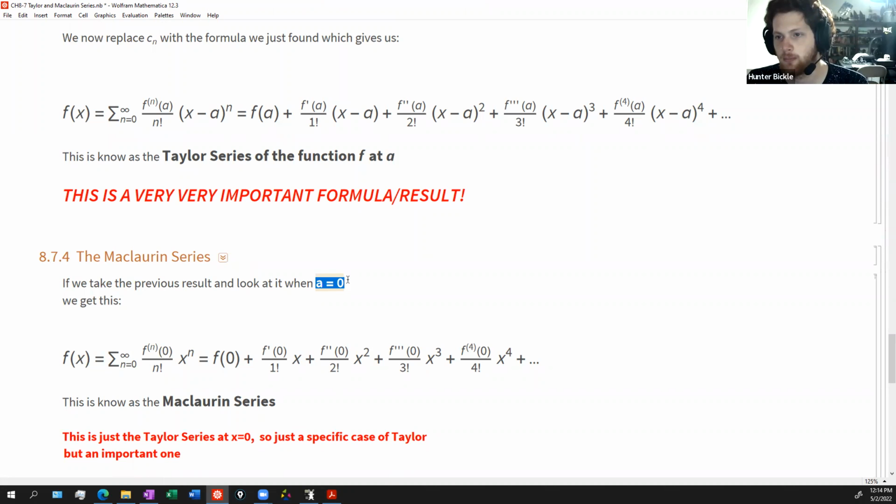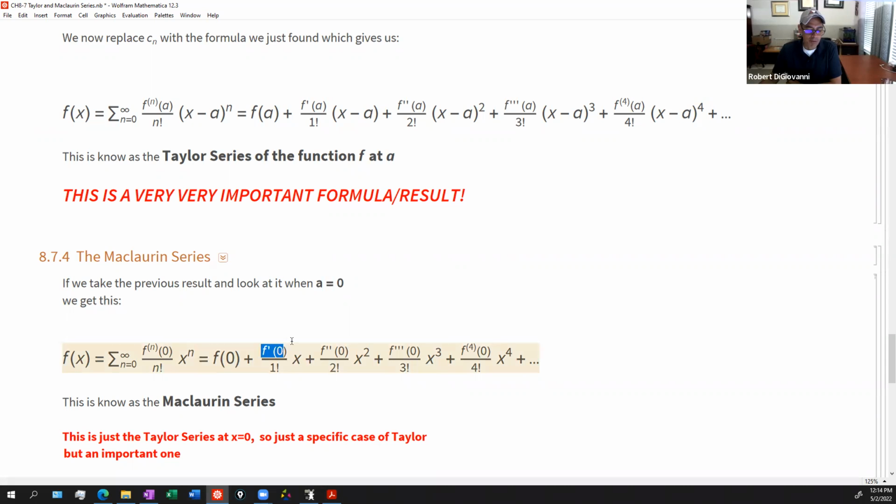Wouldn't that just be zero? And then you would just have x, x squared, x cubed, x to the fourth. Would what be zero? If I were to have f prime of zero? Yeah, f prime of zero. You don't know what the derivative is because it depends on the function you're looking at. My bad. Sorry about that.